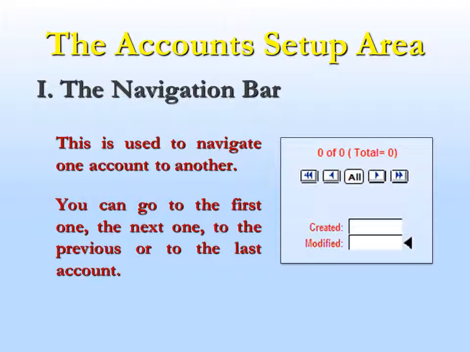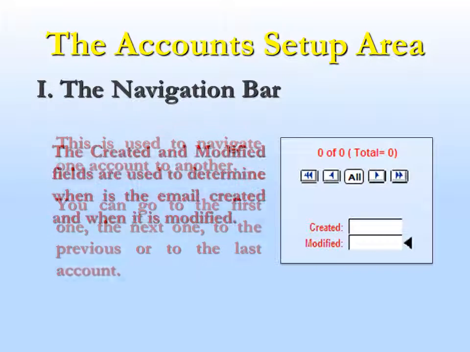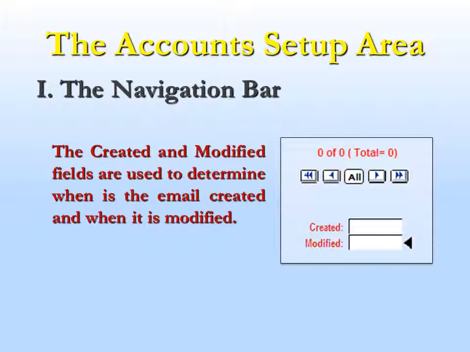The navigation bar. The navigation bar is used to navigate one account to another. You can go to the first one, the next one, to the previous, or to the last one. The created and modified fields are used to determine when the email is created and when it is modified.